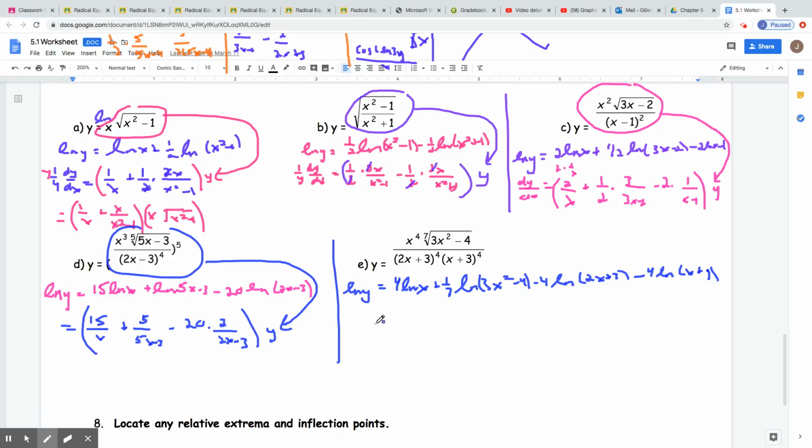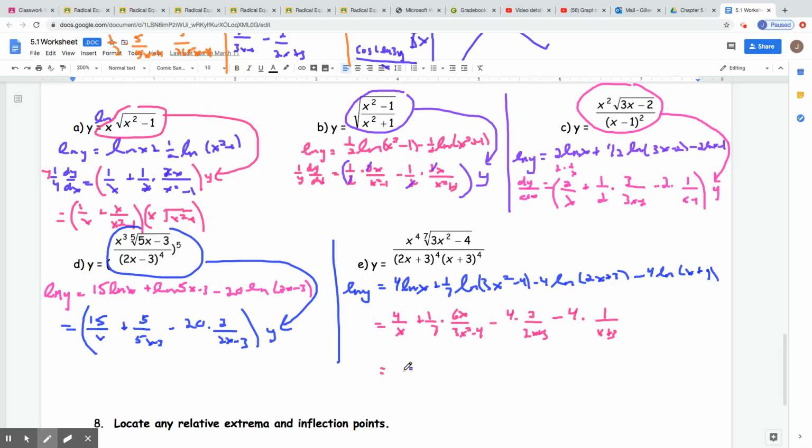4 natural log of x is 4 over x plus 1/7 times, remember, derivative of the inside over the inside. So that's 6x over 3x squared minus 4, minus 4 times the derivative of 2x plus 3, which is 2 over 2x plus 3, minus 4 times the derivative of x plus 3, which is just 1 over x plus 3. Now, if we were to rewrite this, it would be 6x over 7 times this, minus 8 over 2x plus 3, minus 4 over x plus 3.